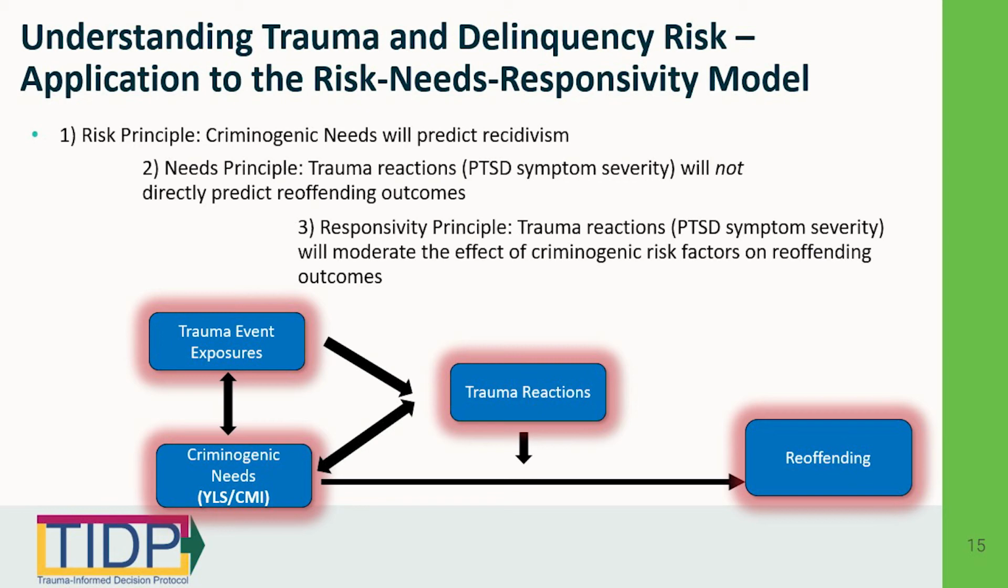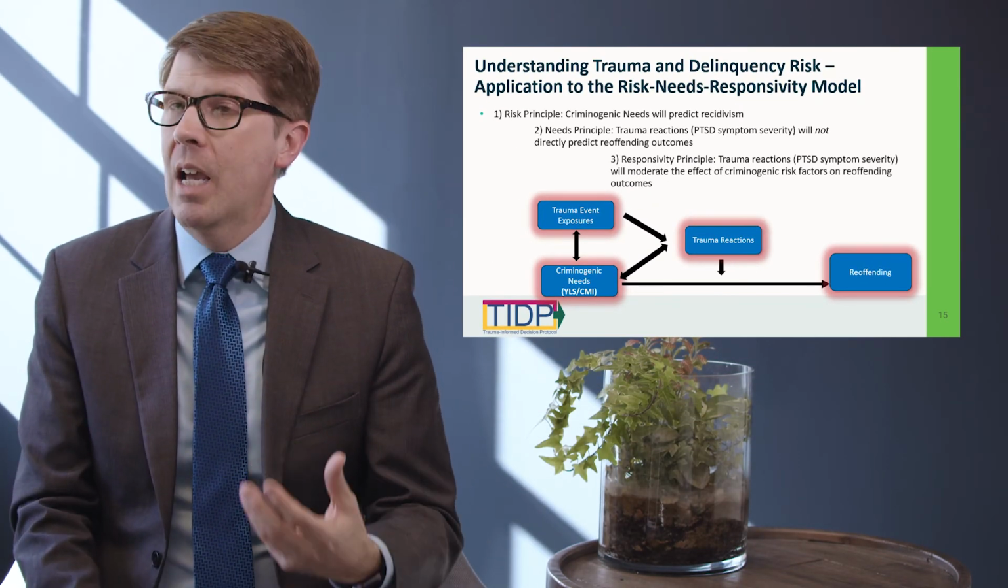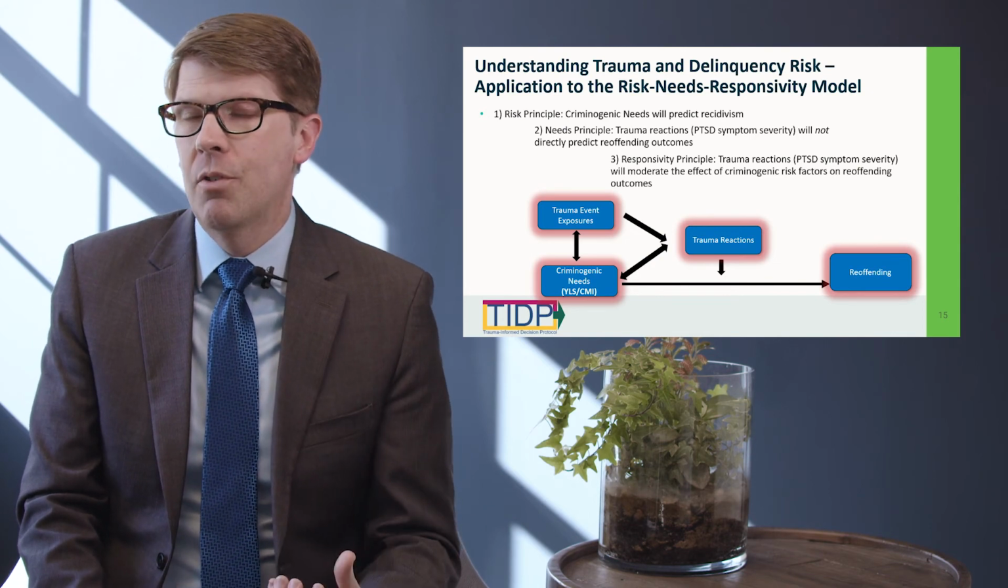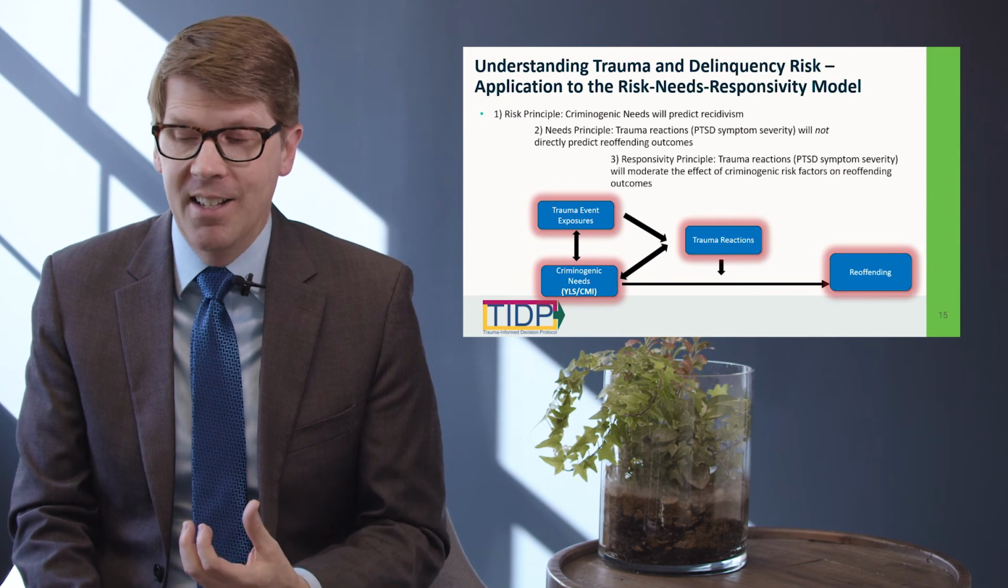And from what we just talked about before, as a reminder, it's those traumatic event exposures that are increasing the likelihood that some youth will develop trauma reactions. What we also know from the literature is that traumatic event exposures can increase the likelihood that a youth may start to experience certain types of criminogenic needs as well. And in fact, as we'll be talking about in Module 3, there's kind of a bidirectional relationship between different types of traumatic event exposures and different types of criminogenic needs that are identified on the YLS.